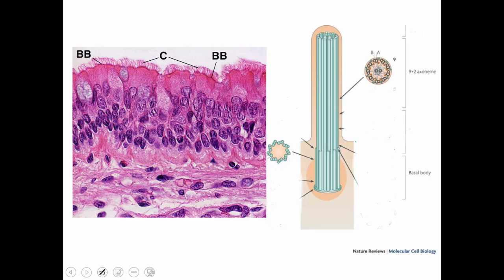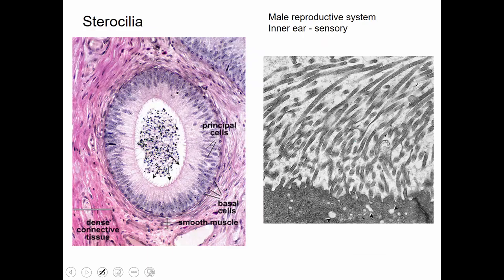And again, this is the light micrographic view, and then this is the cilium. Down here would be the basal body where the cilium grows out of. There is one type of apical projection that's found in the male reproductive system as well as in the specialized systems of the ear, and these are stereocilia. Cilia are important for movement. Microvilli are important for absorption.